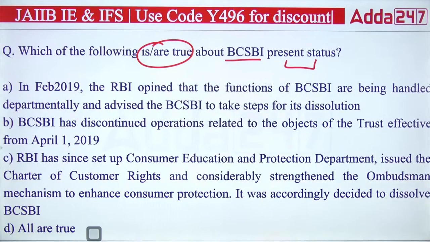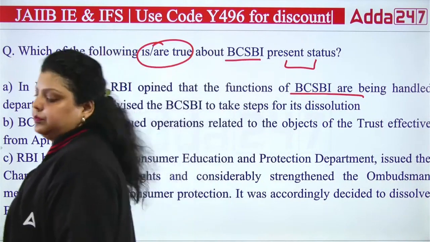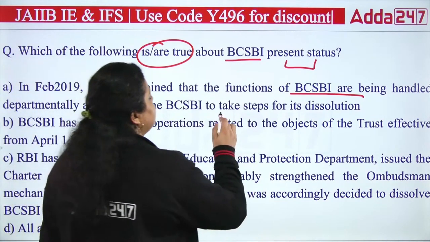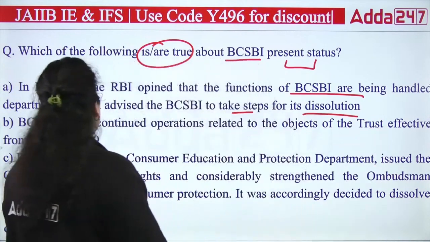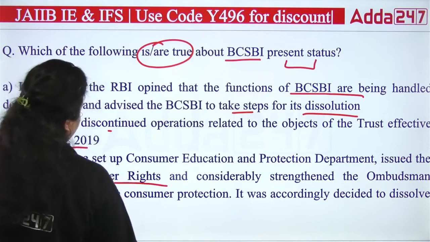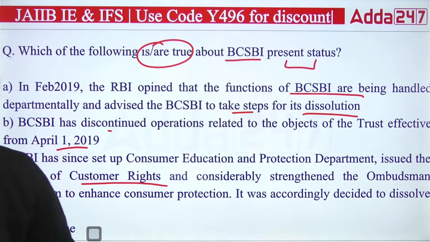So the first statement says in February 2019, RBI opined that the functions of BCSBI are being handled departmentally and advised the BCSBI to take steps for its dissolution. BCSBI discontinued operations related to the objects of the trust effective from 1st April 2019. RBI has since set up the Consumer Education and Protection Department, issued the Charter of Customer Rights, and considerably strengthened the ombudsman mechanism to enhance customer protection. It was accordingly decided to dissolve the BCSBI, and all are true.